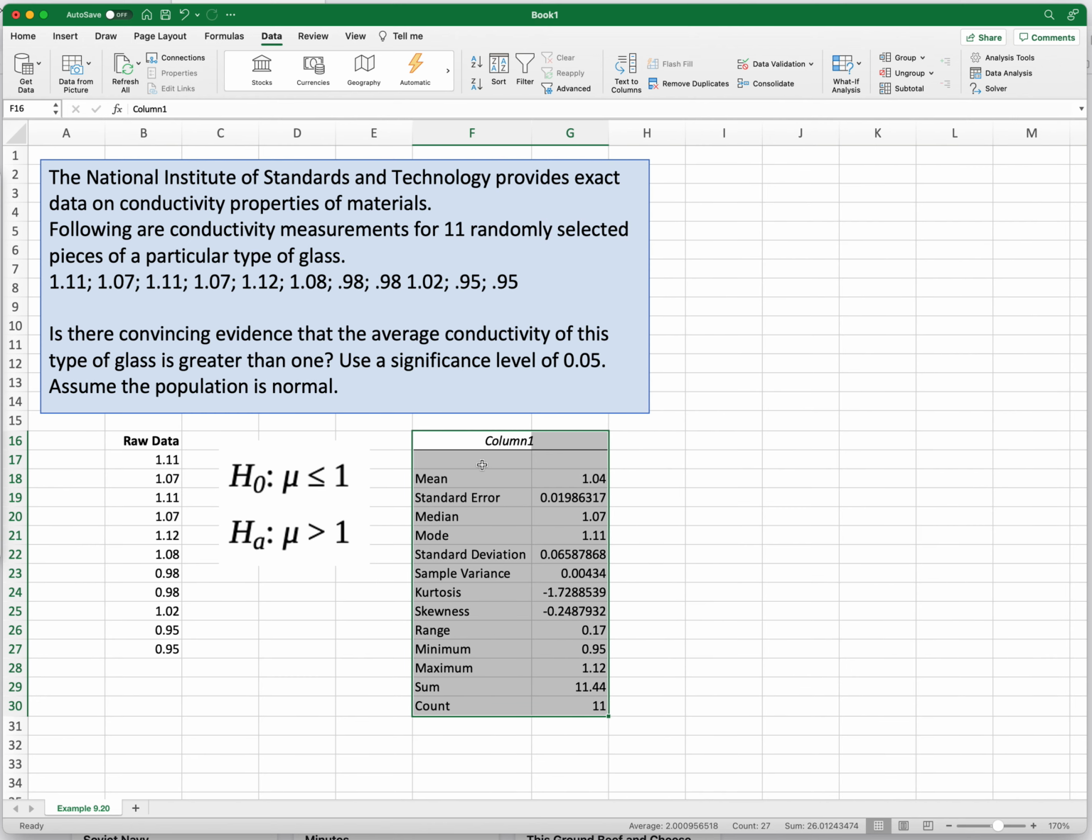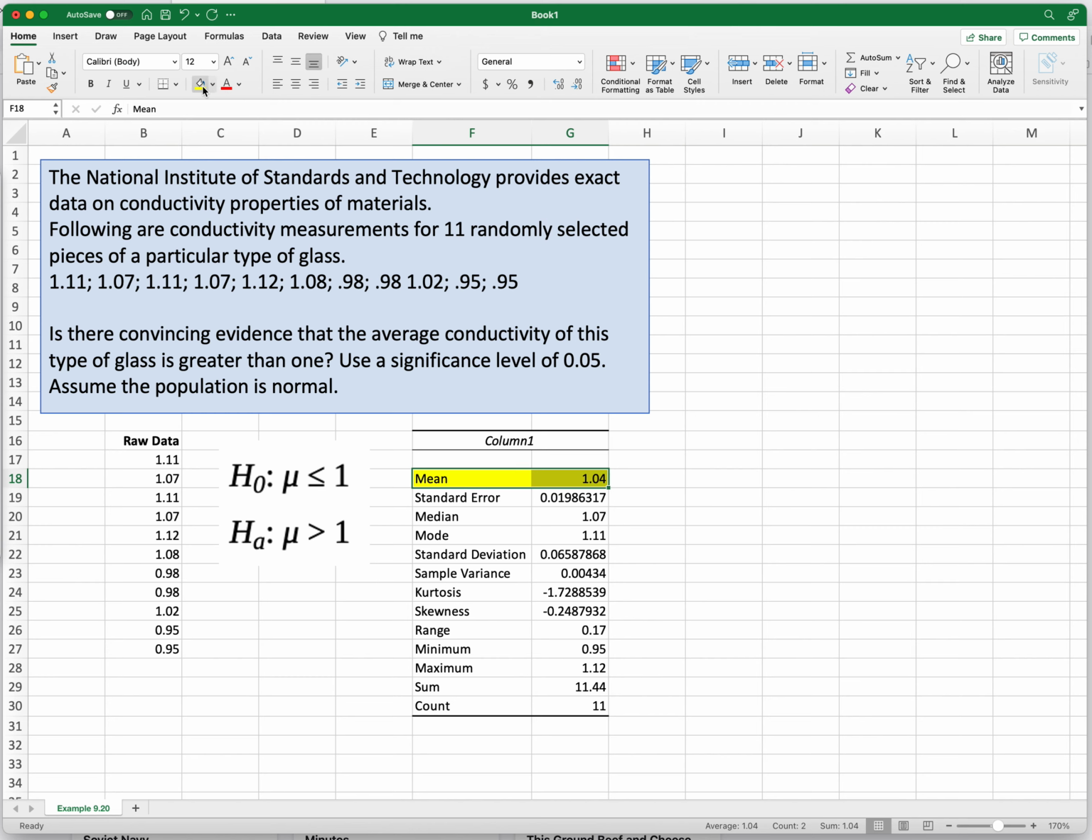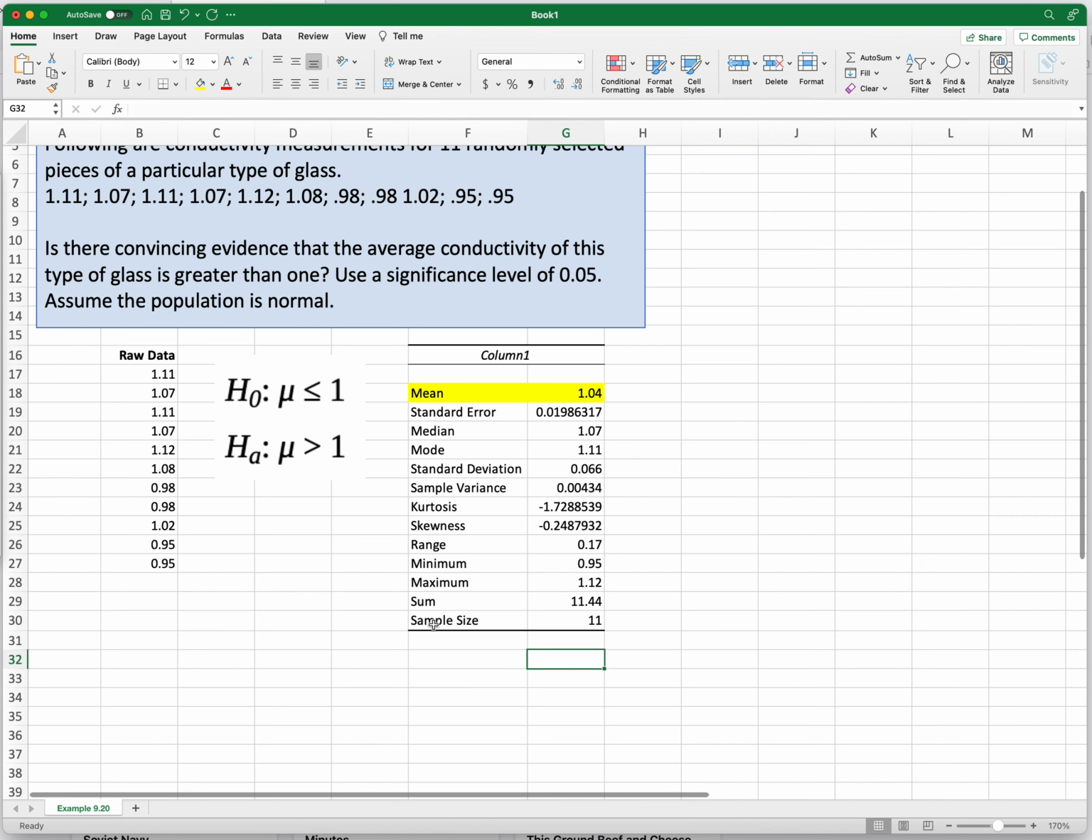So here's my data. Here's the sample mean. So if I go Home and make that yellow, and I want my sample standard deviation, and I'm probably going to make my standard deviation smaller, let's say 3 decimal places. I want that bit of data. My count is my n value, so I don't have to do that, sample size, is 11. So very good. I need that data.